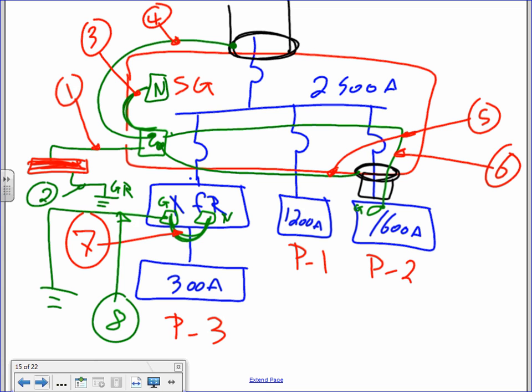Can you do me a favor? Please modify that one. This is a ground bar. This is my ground bar, and this is another wire going to the ground rod. That's where number two is.